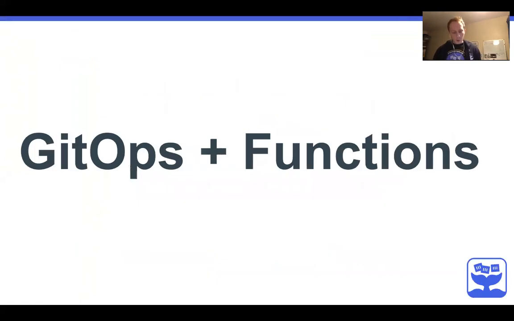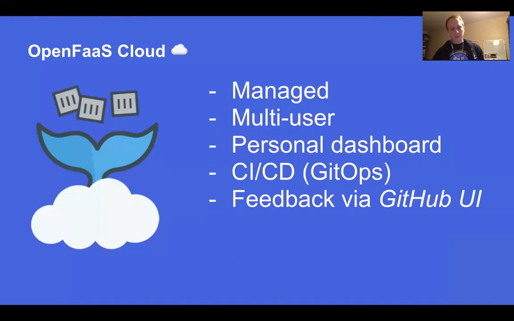If you combine GitOps and functions, this is what you get. You get OpenFaaS Cloud. Now, going back to those problems that we're trying to solve around feedback and collaboration, you get an environment that is largely managed. So it's much easier for someone like Patricio to give this to his developers, and then they are just pushing their code into one place.